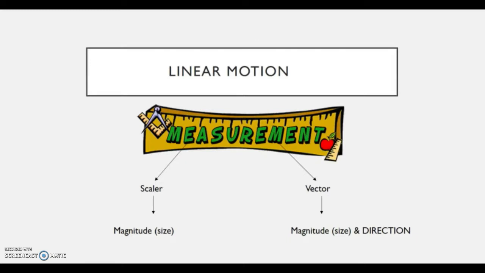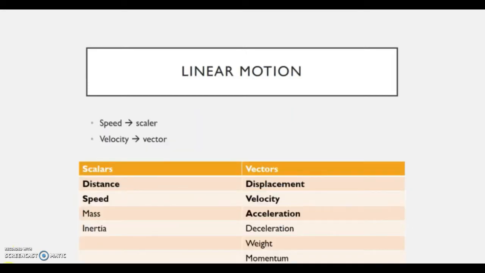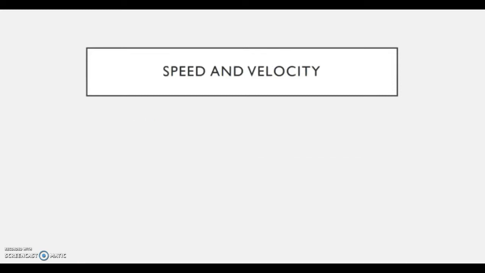Examples of a scalar could be mass, distance, speed, temperature, time, energy, or inertia. Examples of vectors could be displacement, velocity, acceleration, deceleration, weight, or momentum. So here's just a visual of the scalars and vectors. Going into a bit more depth, speed and velocity.